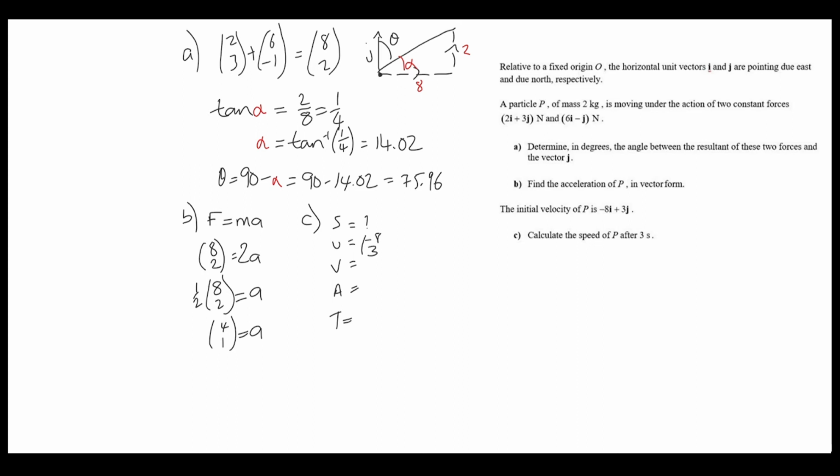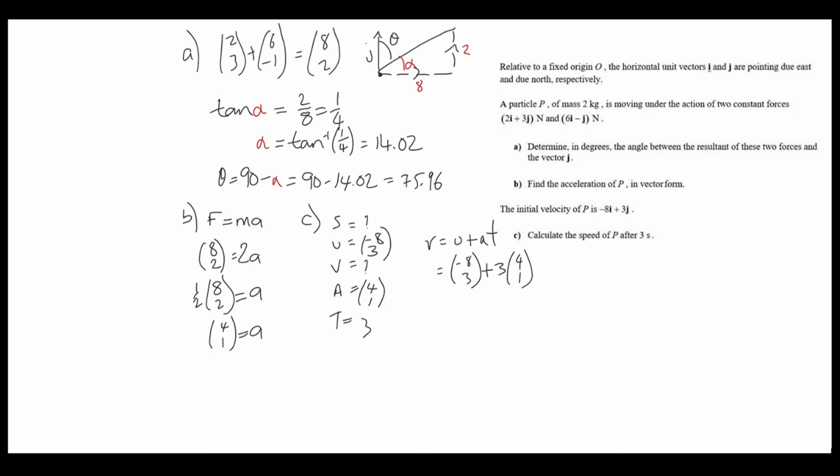So the displacement is unknown. The initial velocity was given to us, (-8, 3). We also know the acceleration, (4, 1), and we know the time we're working with, which is 3 seconds. All of this should still work in vector form. We're looking for v. The equation we'll use here is v equals u plus at.